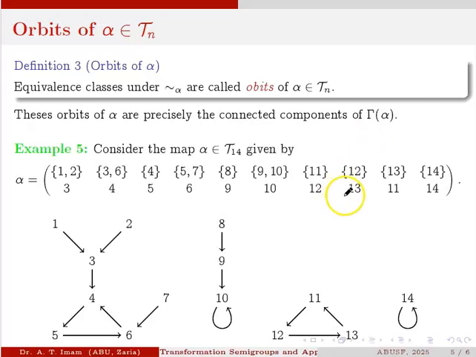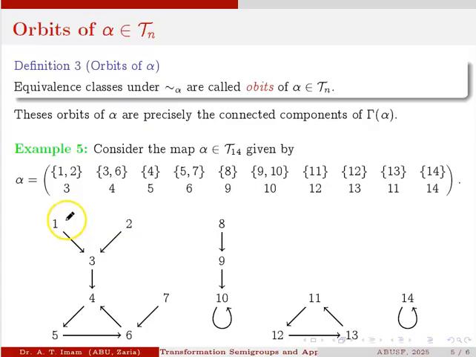We look at an example here. If you look at this particular map, the associated graph is this. This is the associated graph with this particular alpha. And this graph has components. It may not be connected, but it will always have connected components. This is a component of the graph here, and we have another component here, and a component here and a component here.